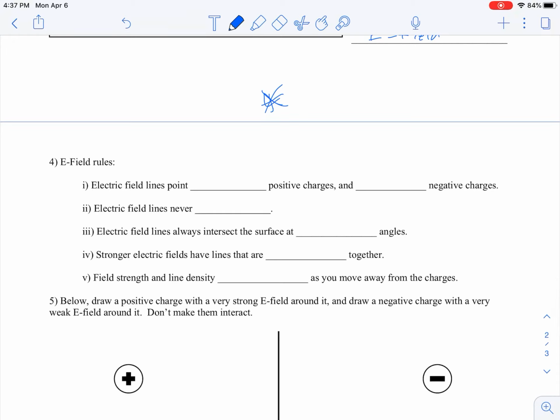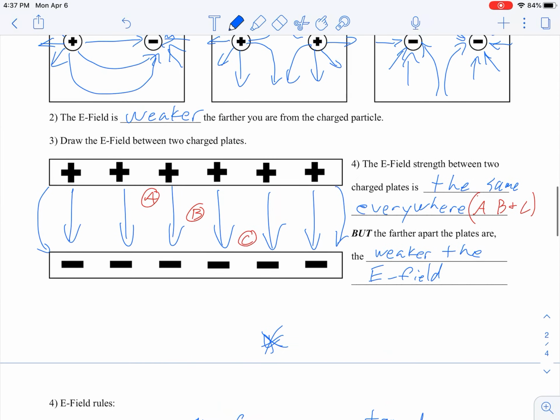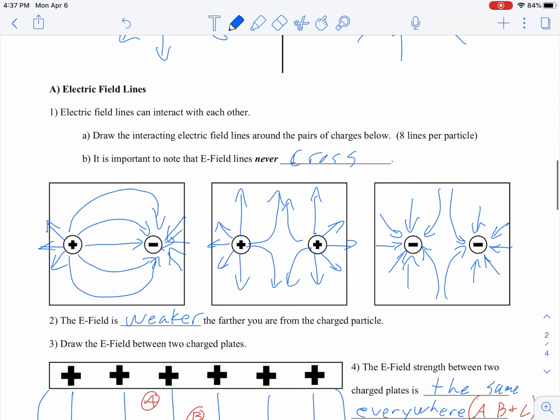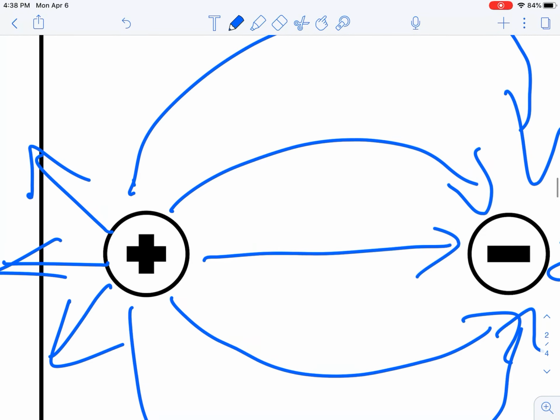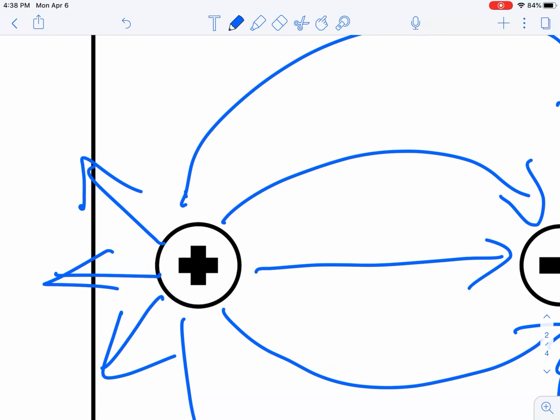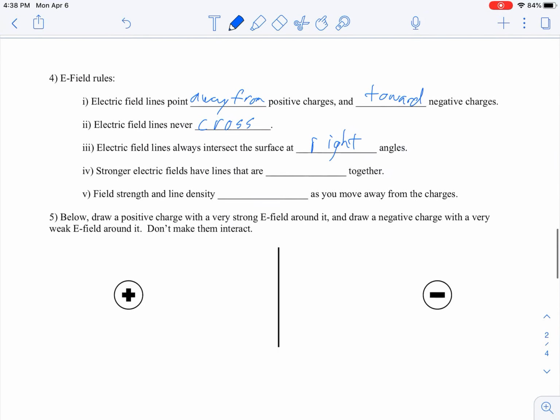All right, so electric field rules. Electric field lines point away from positive charges and toward negative charges. Electric field lines never cross. Electric field lines always intersect the surface at right angles. Now, I didn't really make a point of that. I should have said that a little bit better. But where an electric field line meets a surface, it hits it perpendicularly. If you really focus in, right here, these are right angles. That's a right angle, that's a right angle, and so on. It's just worth noting and knowing. Electric field lines won't go like this. That's not perpendicular to the surface of the positive charge.